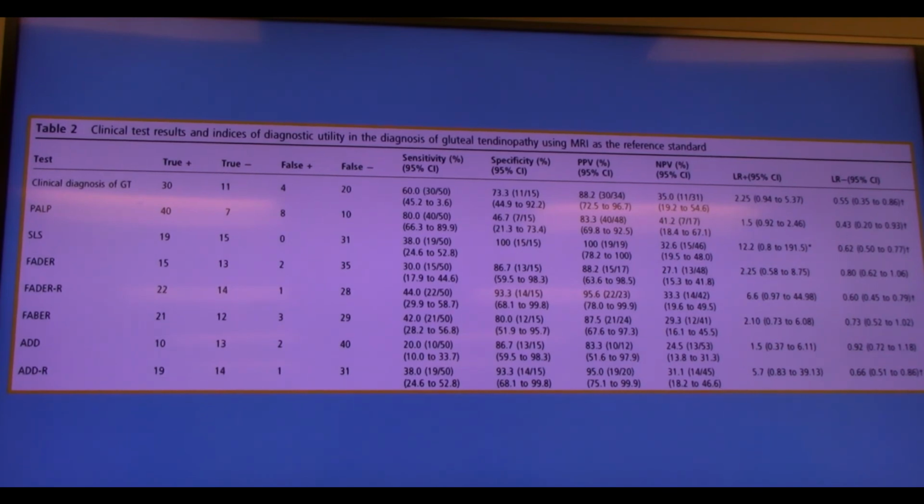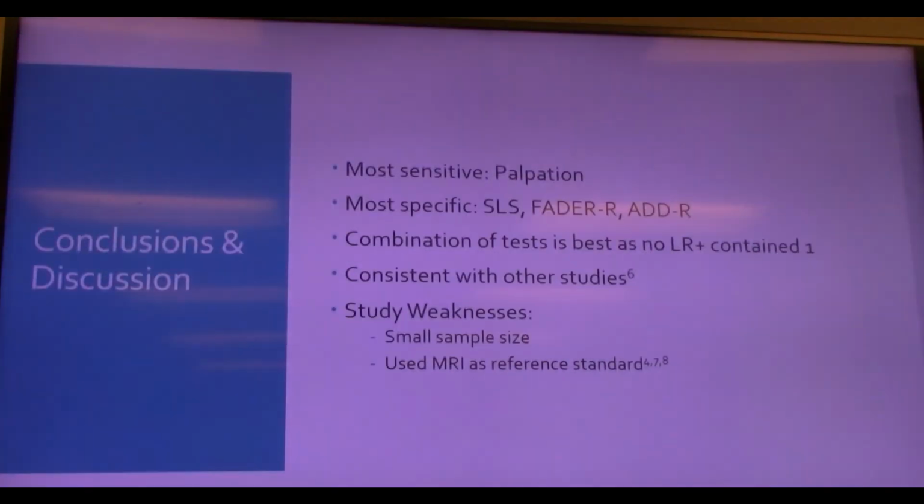That's a great question. It actually comes up in the discussion points for this study. The most sensitive clinical test is obviously palpation. The most specific clinical tests were the single leg stance and the two resisted tests. The study concluded that a combination of these tests is best, because none of the positive likelihood ratios contained one. It's consistent with other studies.